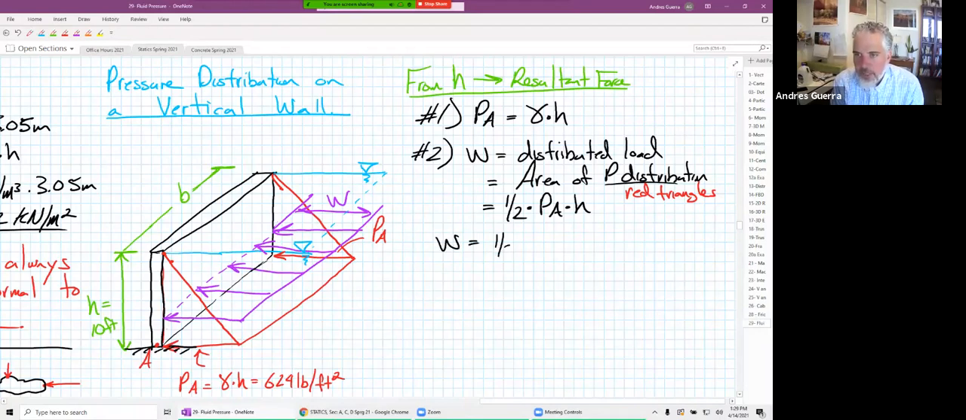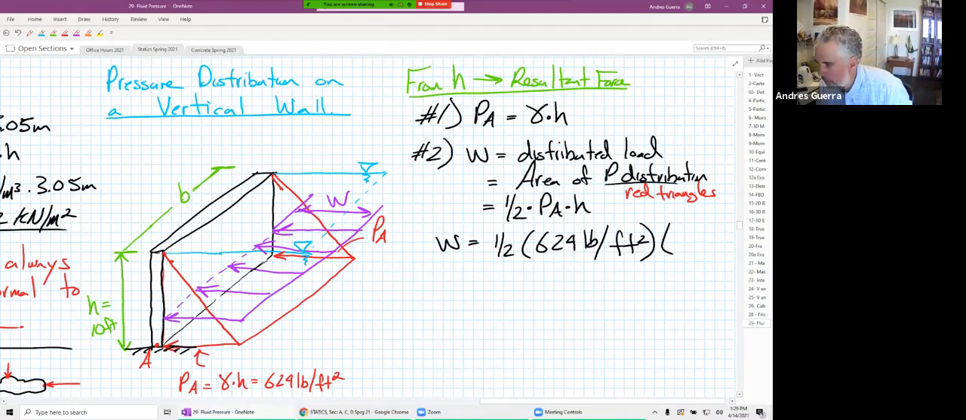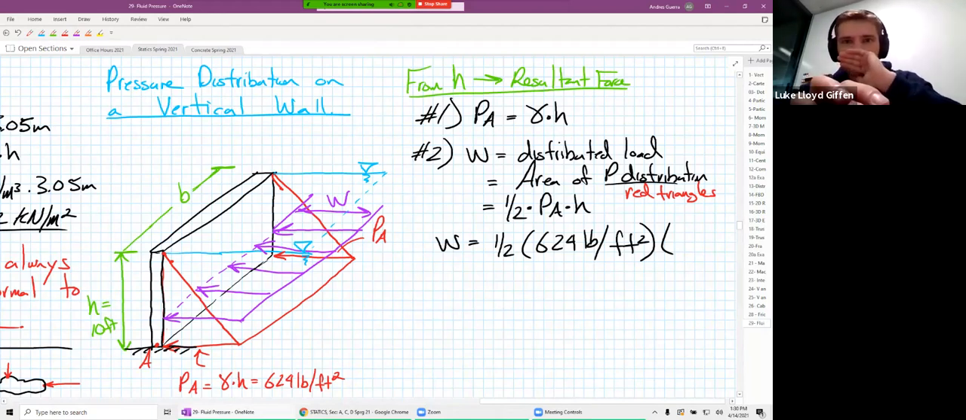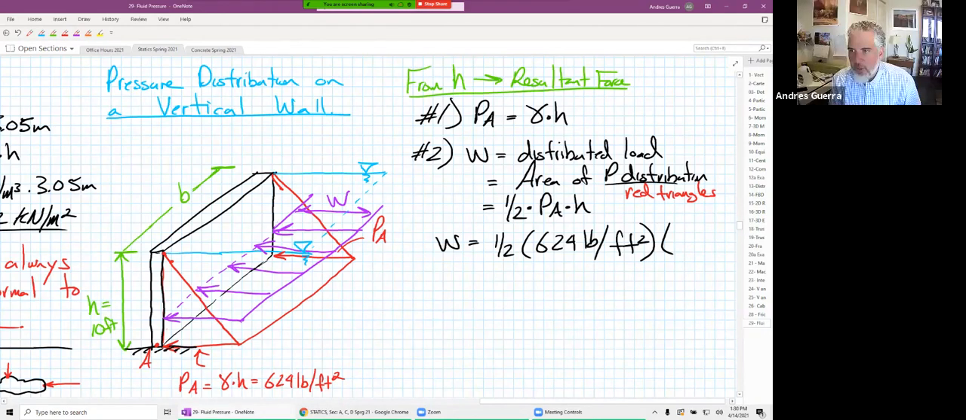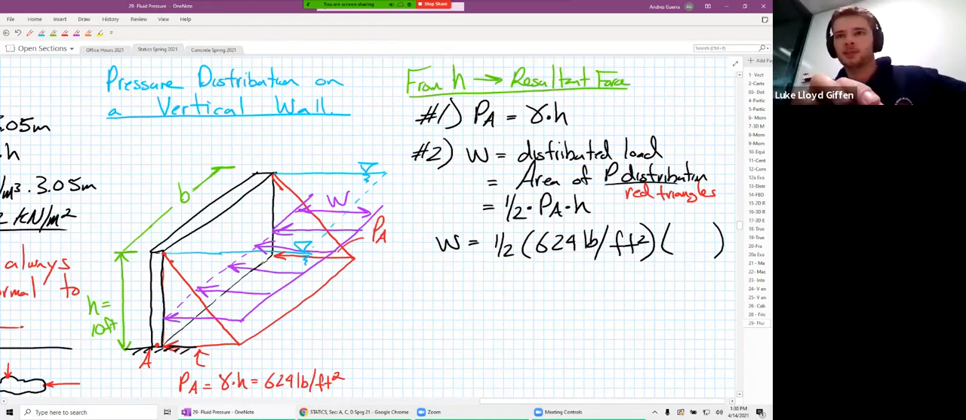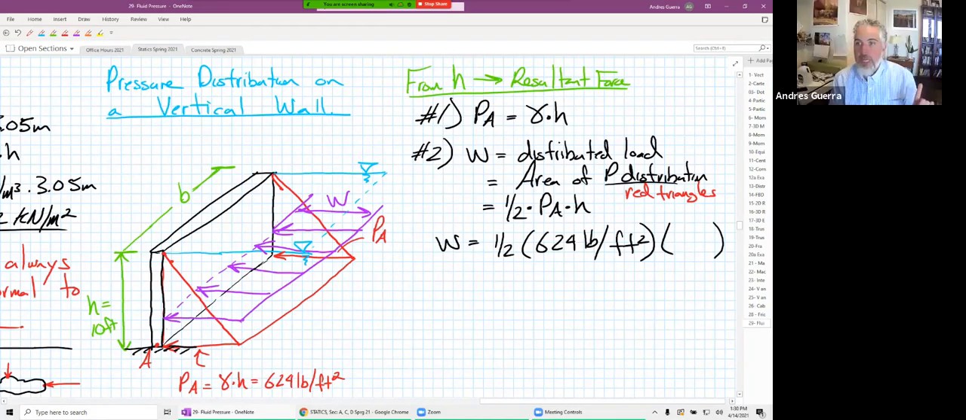So 1/2 of PA is 624 pounds per square foot times, what do we need to multiply it by? I'll pick somebody from the front row. How about Luke? Luke, you're in the front row today. Luke Giffen. Repeat that, please. What do I need? I got one more term here. What do I need to multiply it by? 1/2 of 624 times the distance B. Nope, not times distance B.